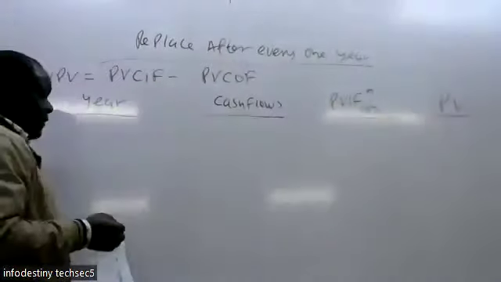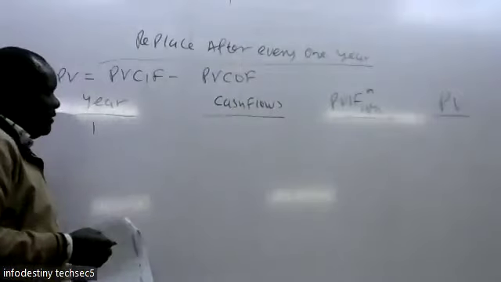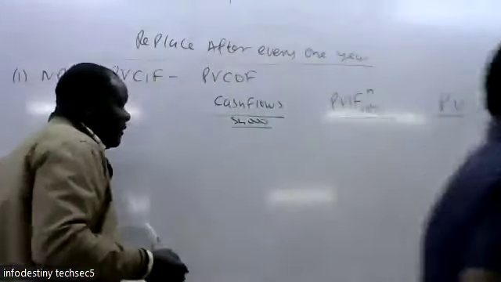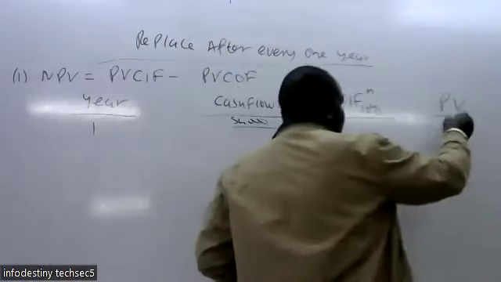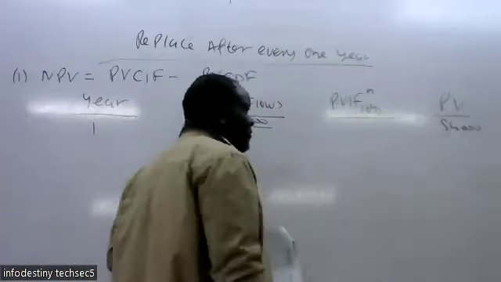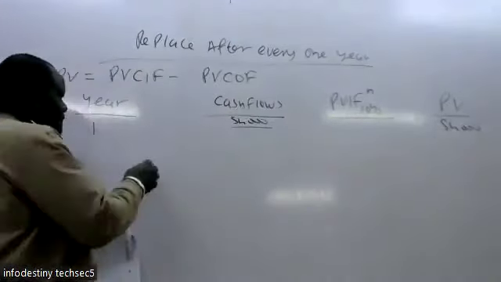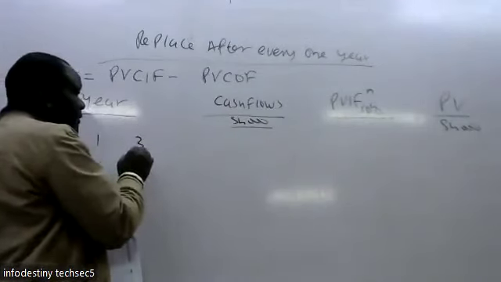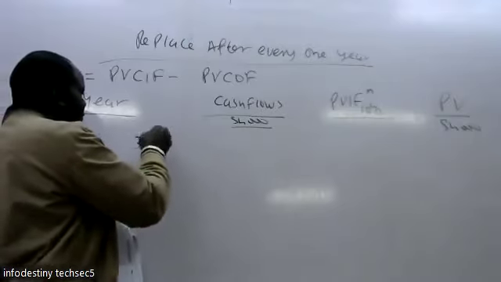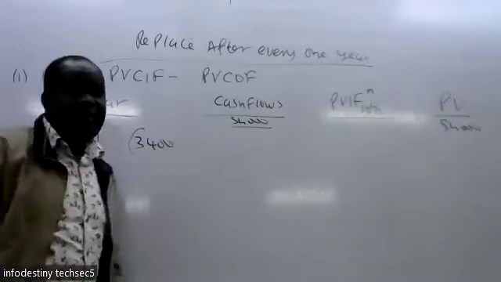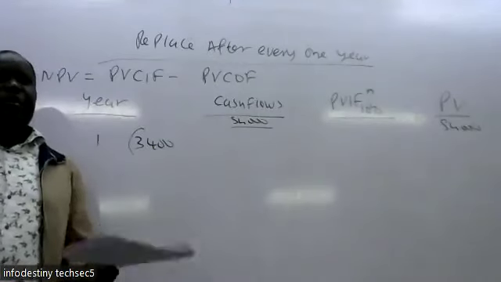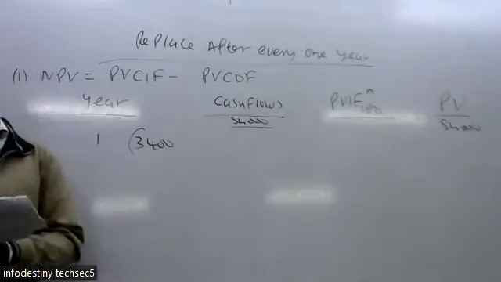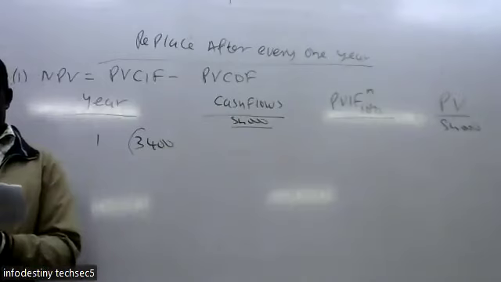So we start off with year one. We computed the cash flows for year one. We got 3.4. But now, we are replacing it at the end of year one. So we have the resale value of our 1 year old machine. Are you able to see the resale value for our 1 year old machine? Yes. How much is it?